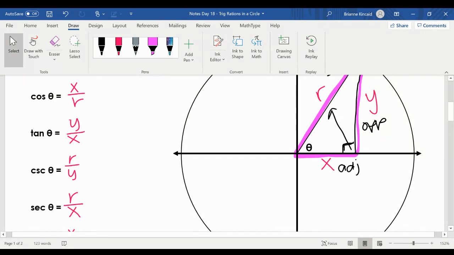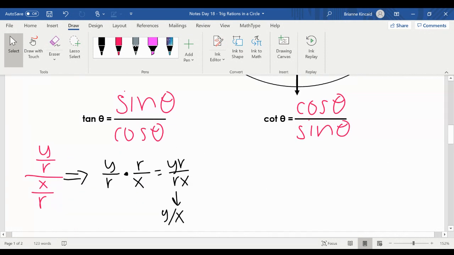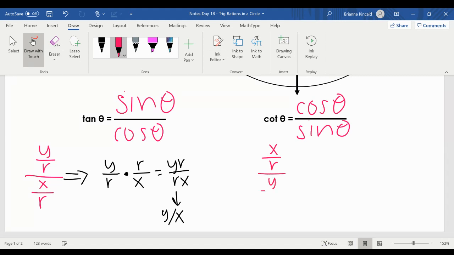So another way that you can represent tangent is by the sine over the cosine. I can do the same thing for cotangent. It's x over r divided by y over r. Keep, change, flip.